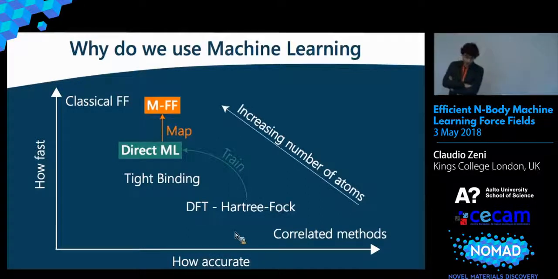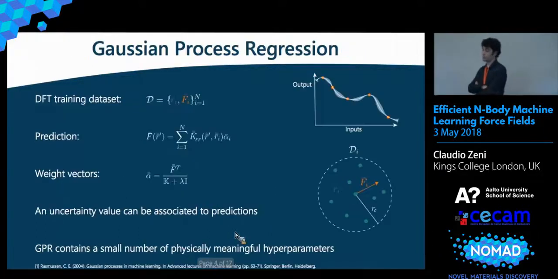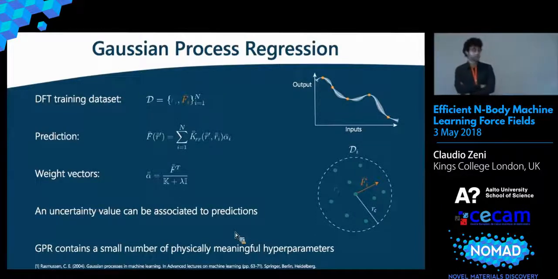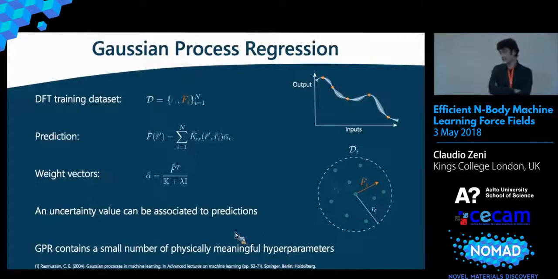So, a brief introduction to what we use. We apply Gaussian process regression for our machine learning algorithm. We start from a DFT training dataset. In our case, we work with forces, we can work with energies, and we basically use the positions of atoms in a local neighborhood to describe the system. So we have a cutoff radius, RC, and we predict forces or energies on a target configuration based on the database.